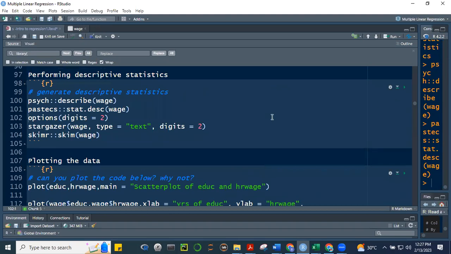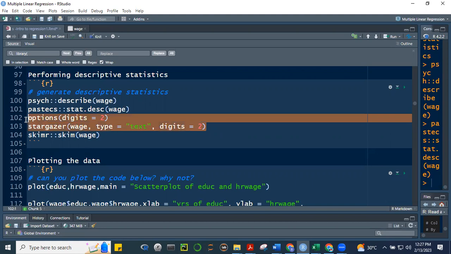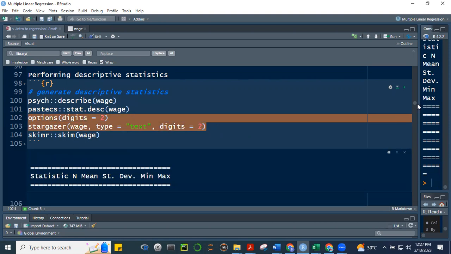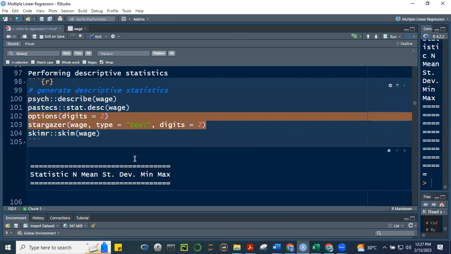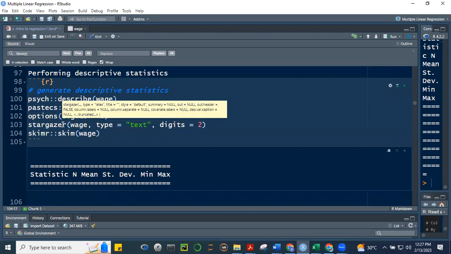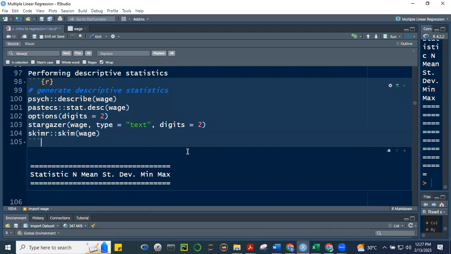Okay, and then here, you can do this. Here I'm writing options, digits 2, and then stargazer. Stargazer of wage, type is equal to text, digits is equal to 2. So let's run this and see what will happen. All right. Notice that it's only an outline, because we did not specify what we want stargazer to print.